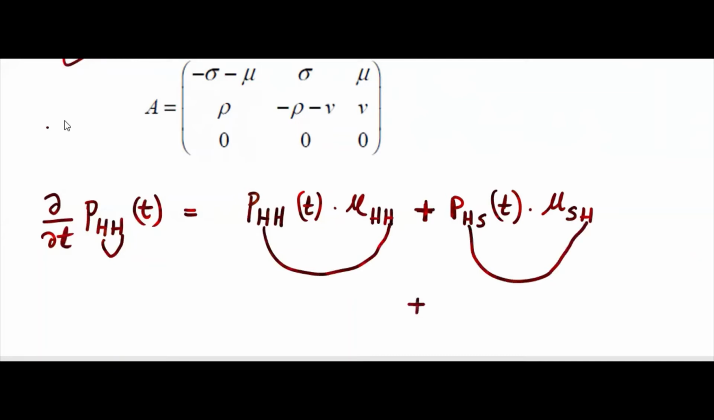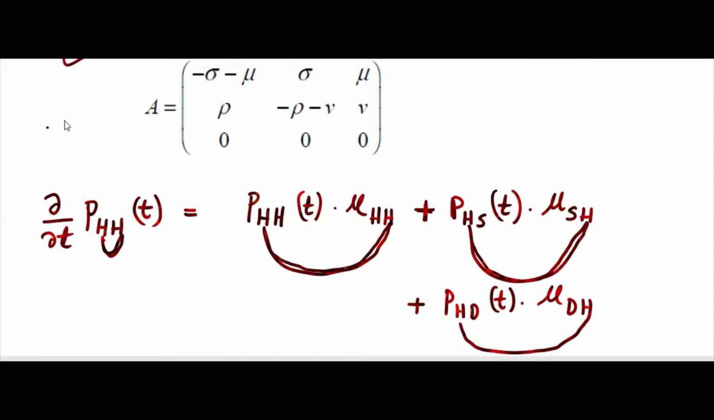And the third one I can write P H D, then mu D H. See, the H's here are matching. In between, whatever you want, you can write. This is not possible. This one is 0, so we will not write this term. We have only two terms here.